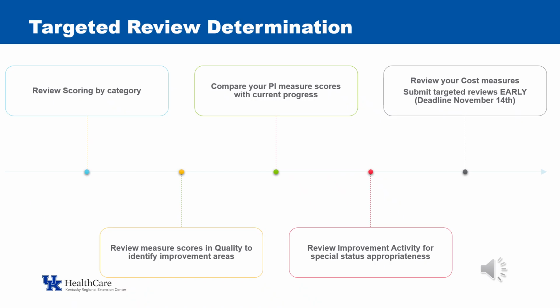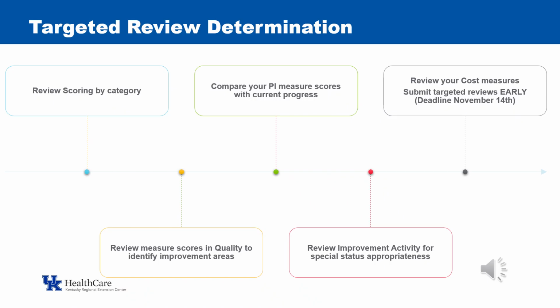Compare your PI measure scores with current progress. For the promoting interoperability category, check that all your required measures were correctly calculated for your 180-day performance period. Review improvement activity for special status appropriateness. Confirm that your documentation and the attestation of your improvement activities match your practice's special status or reporting requirements.